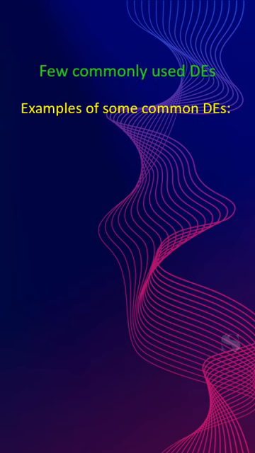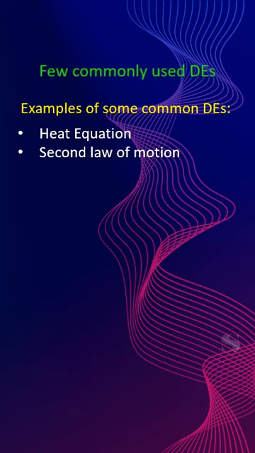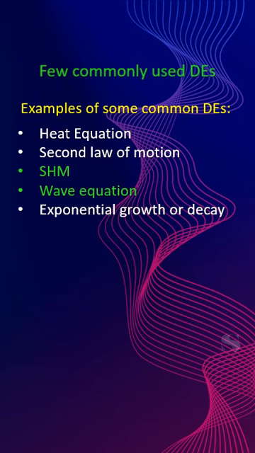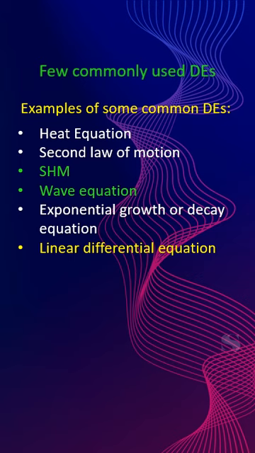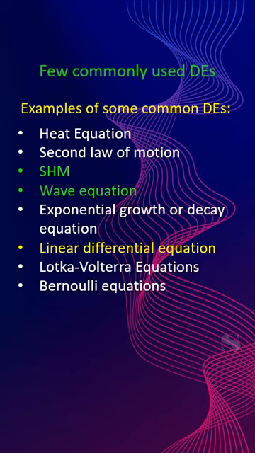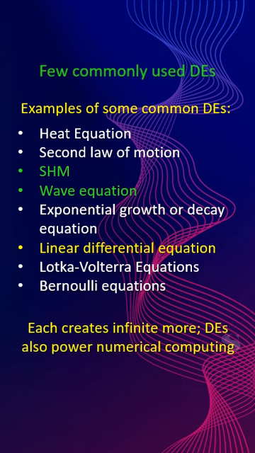Here are a few of the common equations. Heat equation, second law of motion, simple harmonic equation for motion of springs and pendulums, wave equation, exponential growth or decay equation, linear differential equation by itself, Lotka-Volterra equations that model ecological play in terms of predator and prey interactions, or Bernoulli equations. There is little point in listing the equations.